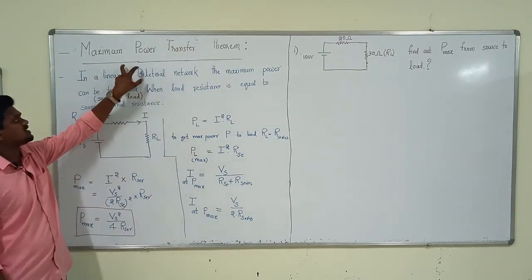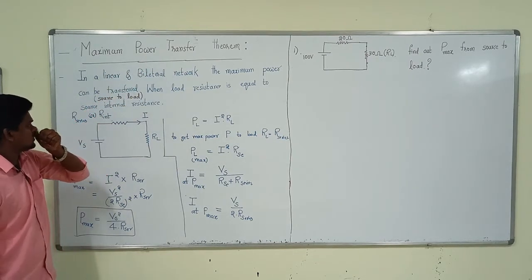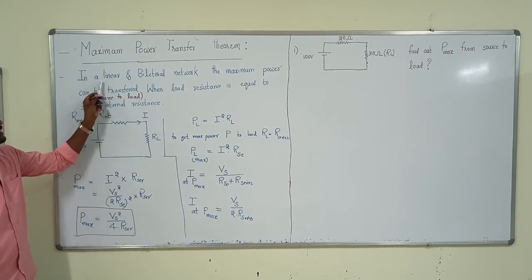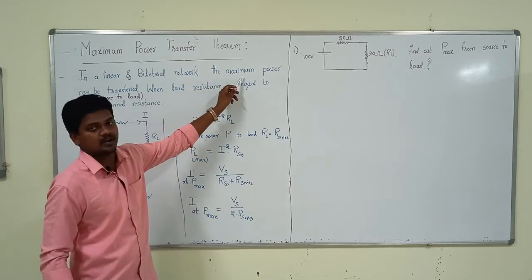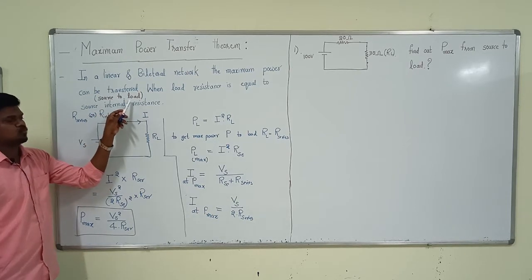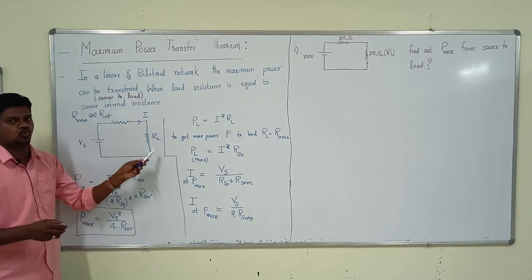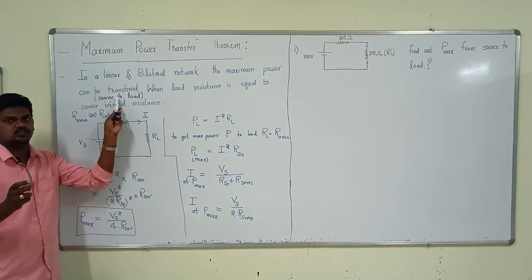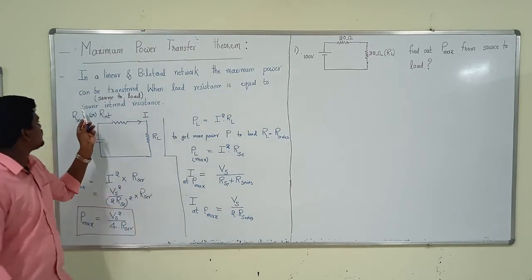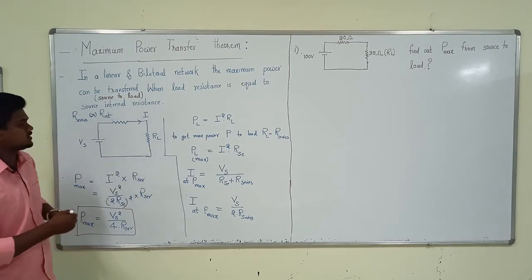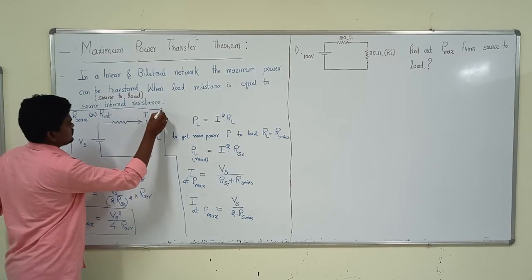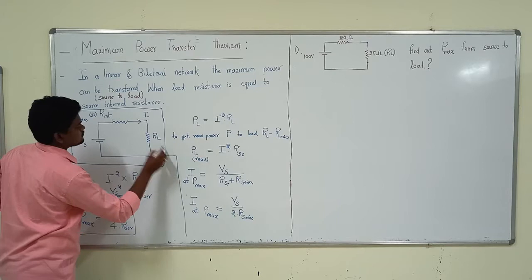Now, the next theorem is the maximum power transfer theorem. The theorem itself represents maximum power transfer. So, the statement is, in a linear bilateral network, the maximum power can be transferred from source to load. Our intention is to supply the electric power from source to load. Source is the generation, load is our domestic or industrial, anything. This happens when the load resistance is equal to the source internal resistance.